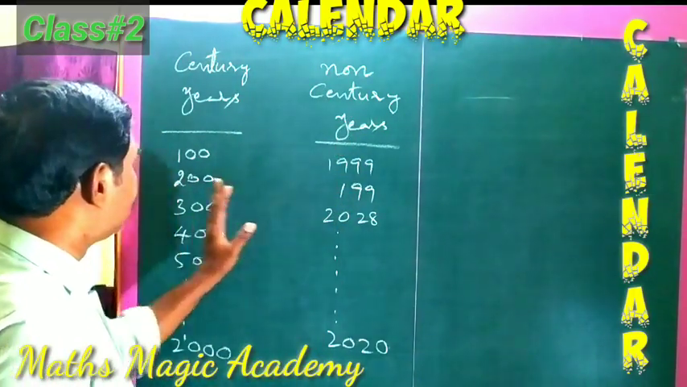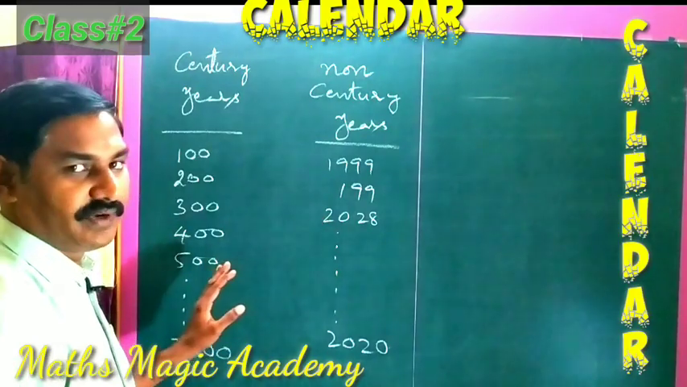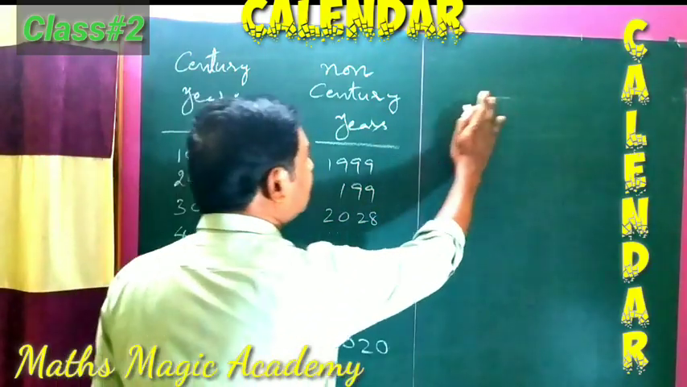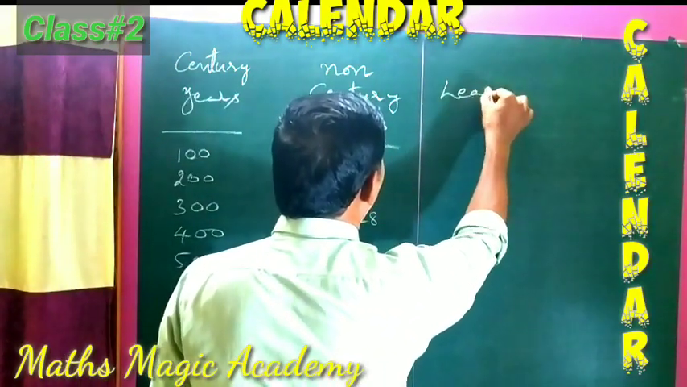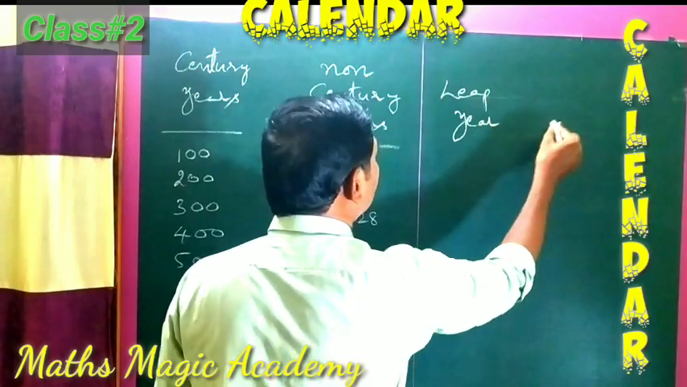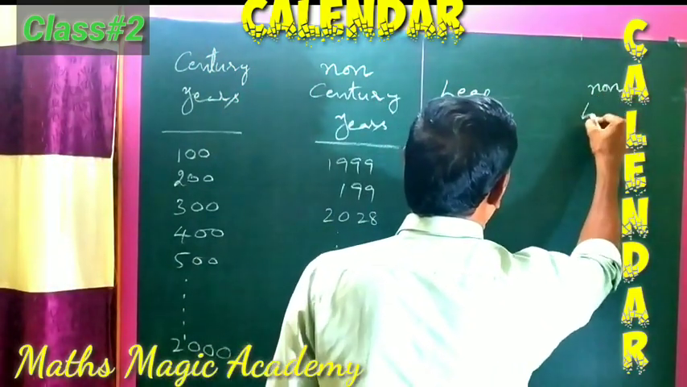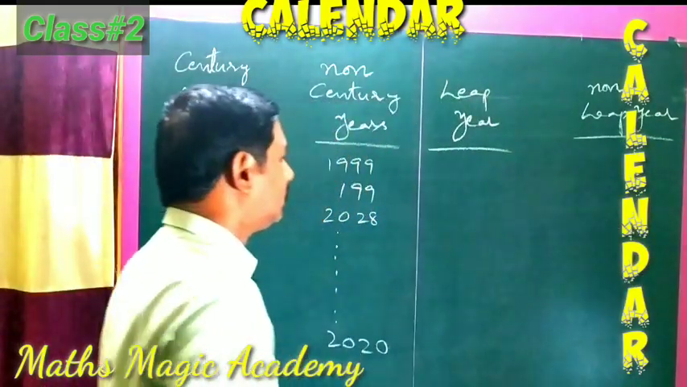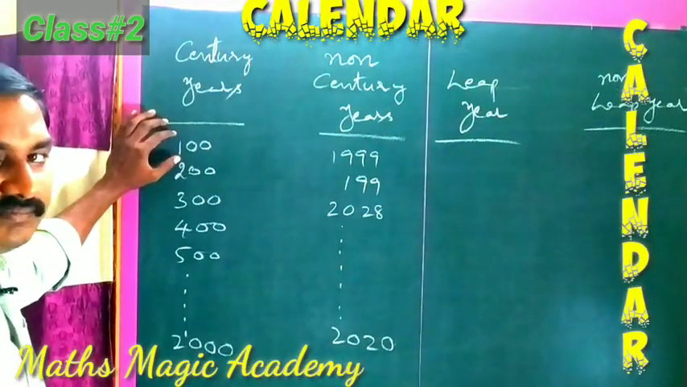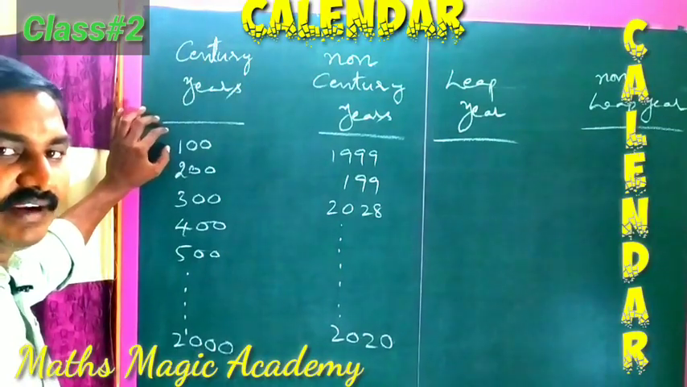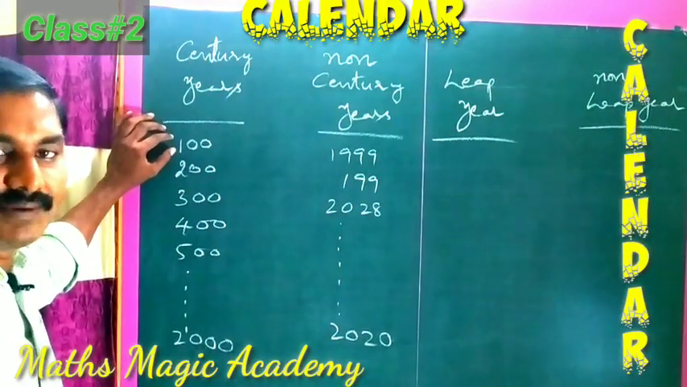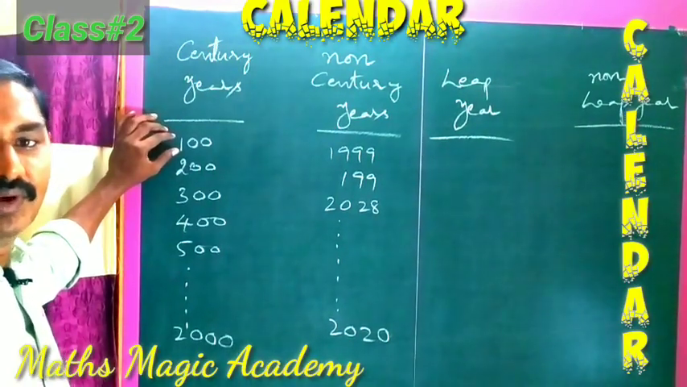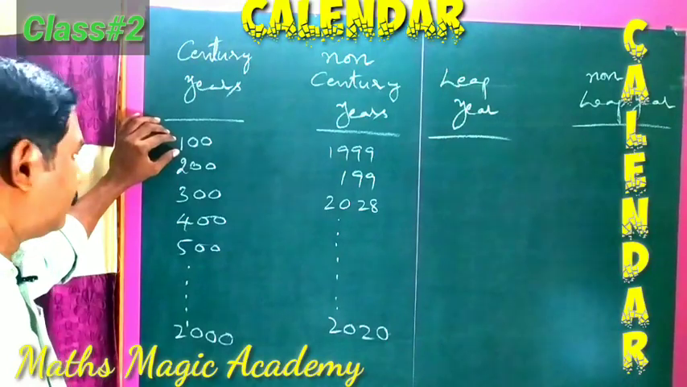According to century year and non-century year, we have to go for the division of leap year and non-leap year. Every 100 years, we are going to skip one leap year. Which leap year are we going to skip? That we have to discuss.